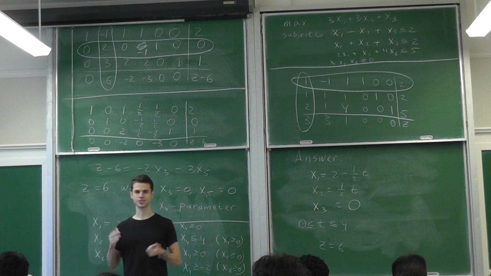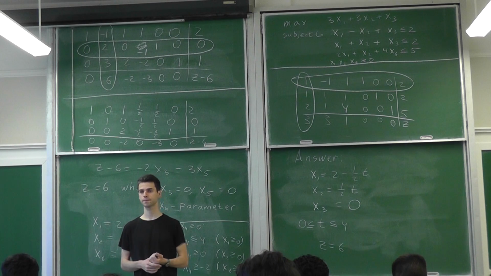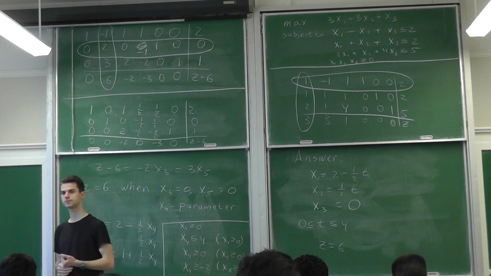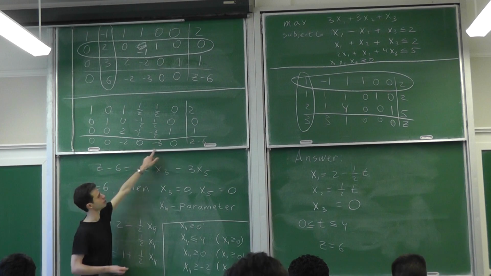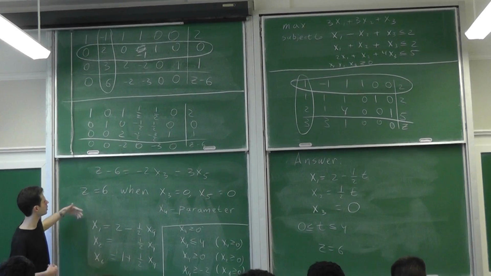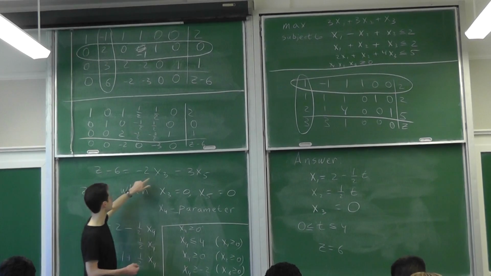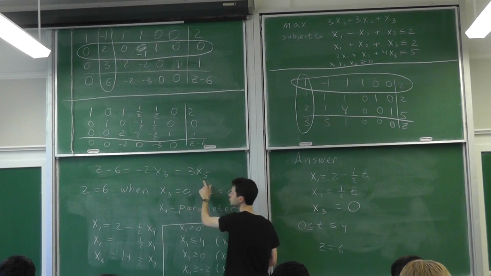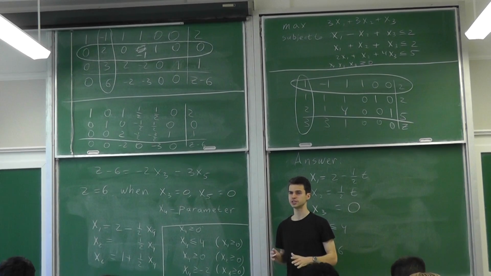Okay, so maybe once again, any questions about this example? How did you figure out again that x4 is a parameter? Okay. So I look here, and I see, well, how can I make z equal to 6? Well, the only way is to make x3 equal to 0 and x5 equal to 0. Well, but I still have another non-basic variable.